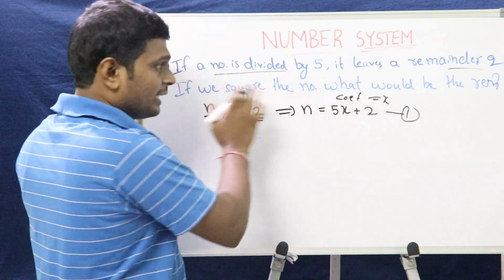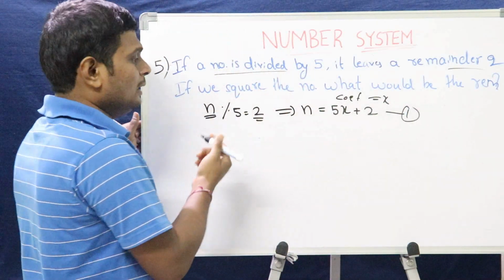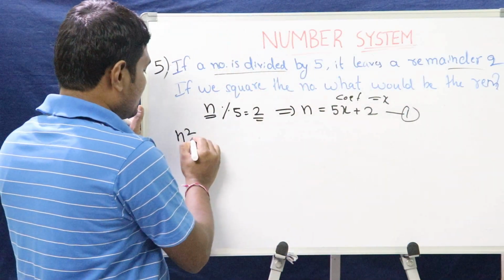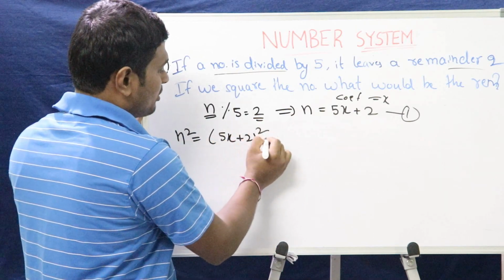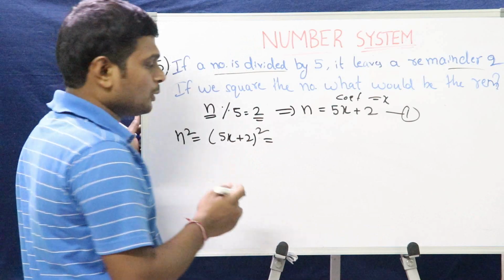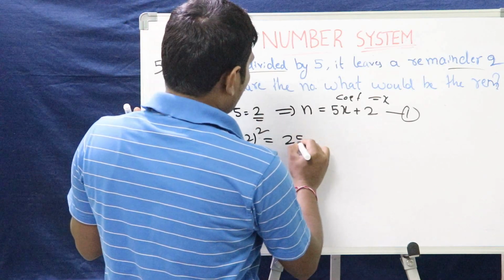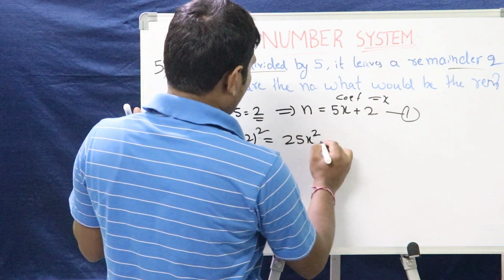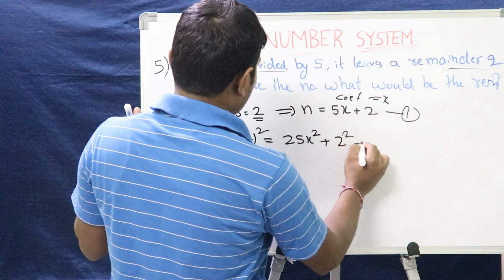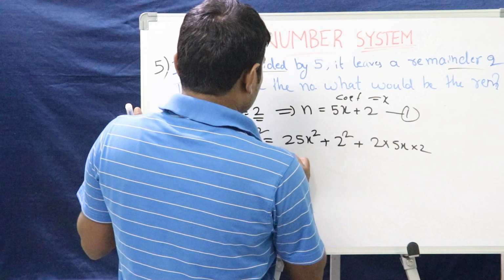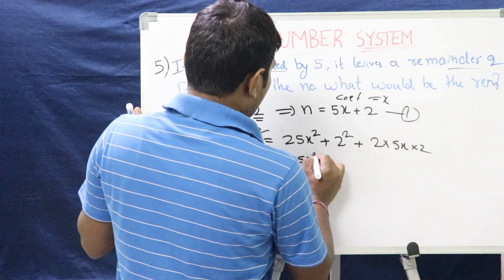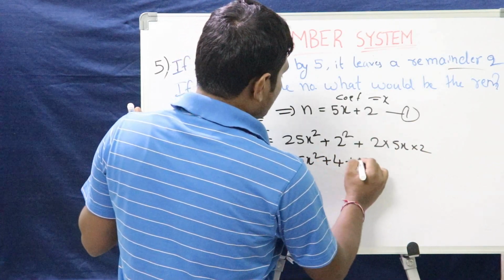If we square that number, what would be the remainder? Then let's square that number. n square, that is (5x plus 2) whole square. You know the formula of (a plus b) whole square, right? This can be written as (5x) whole square, that is 25x square, plus 2 square, plus 2 into 5x into 2. 25x square plus 4 plus 20x.